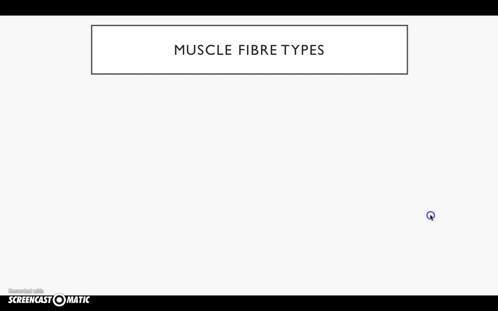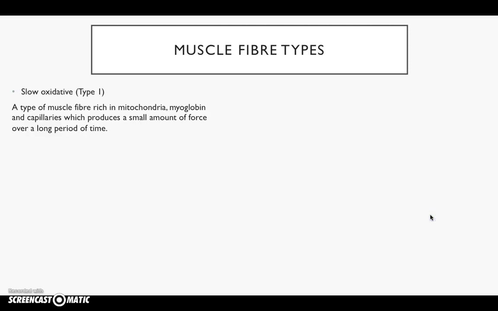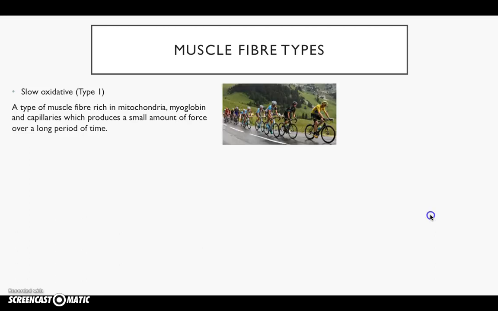So muscle fibre types. First one, slow oxidative, also known as type 1. A type of muscle fibre rich in mitochondria, myoglobin and capillaries which produces a small amount of force over a long period of time. An example of this would be marathon running or long duration cycling, i.e. the Tour de France.